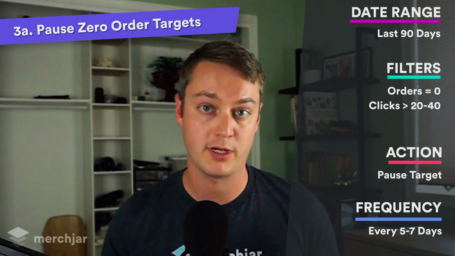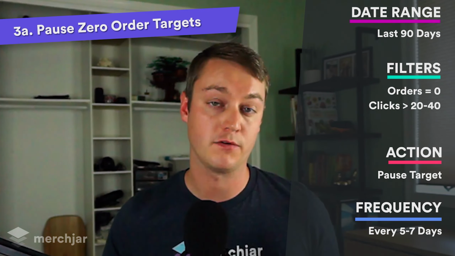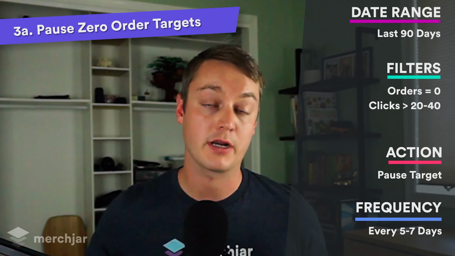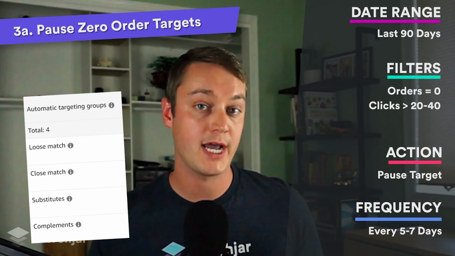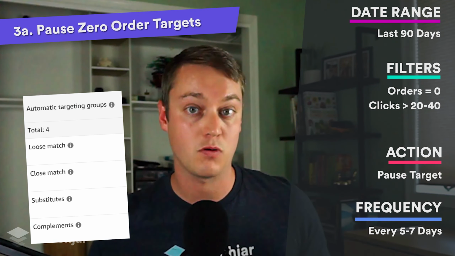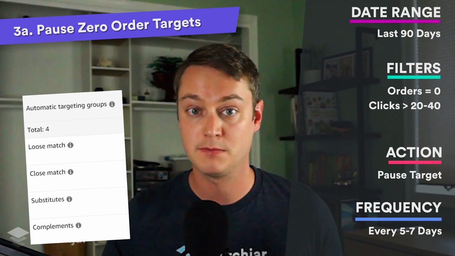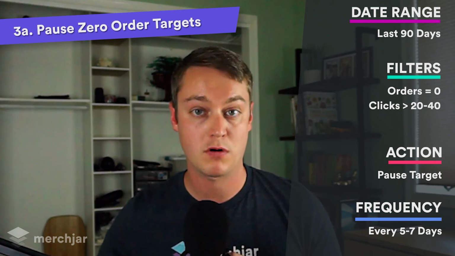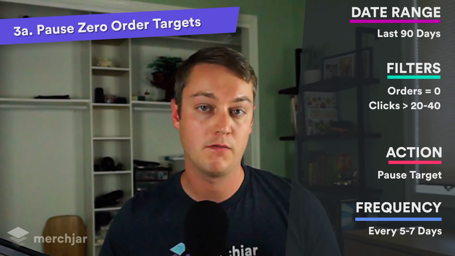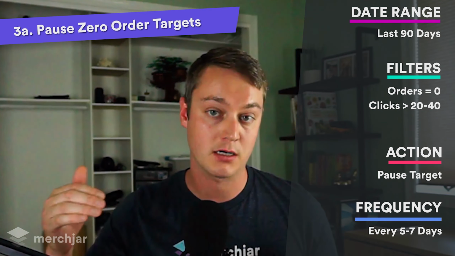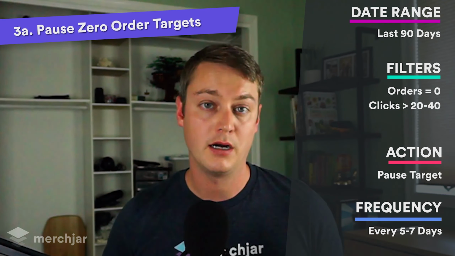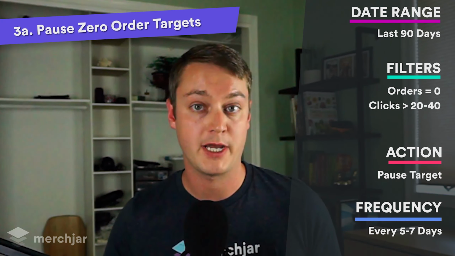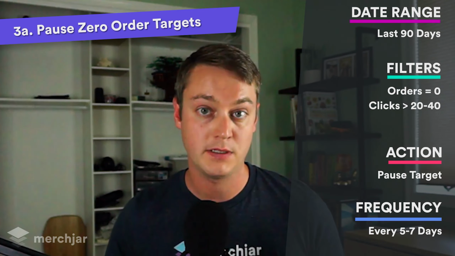Targets that tend to have lower conversion rates or that target hundreds or even thousands of search terms, such as your automatic campaign targeting groups or your broad match keywords, you'll want to lean on the side of having more clicks before you pause them versus tighter targeting or higher conversion rate search terms like exact match and product targets.